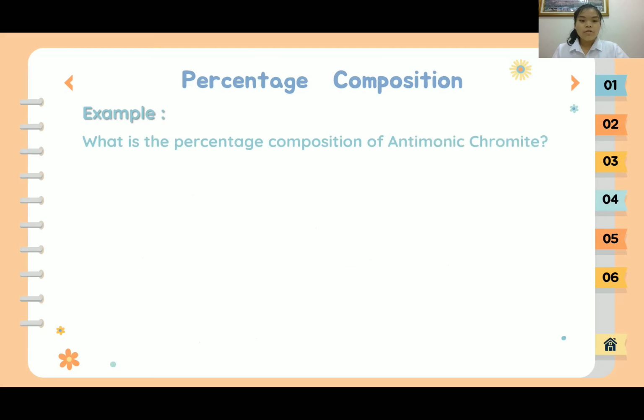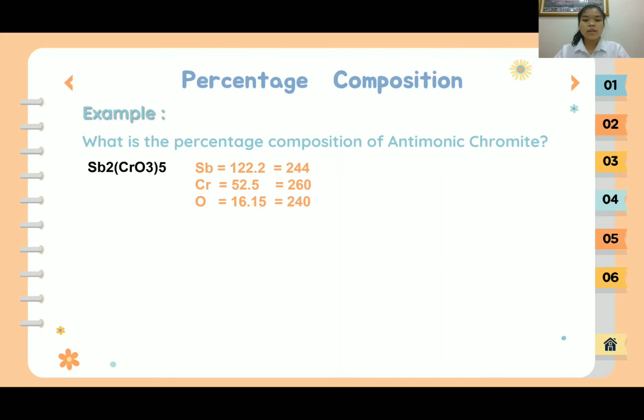Last example is, what is the percentage composition of antimony chromite? To search the percentage composition, as usual, the mass of antimony is 112, and times 2 because there are 2 antimony in the chemical formula, which is equal to 254. After that, the chromium, the atomic mass is 52 and there are 5 chromium in the chemical formula, and the result is 260. And last is the oxygen. The atomic mass is 16 and there are 15 oxygen in the chemical formula, and the result is 240.